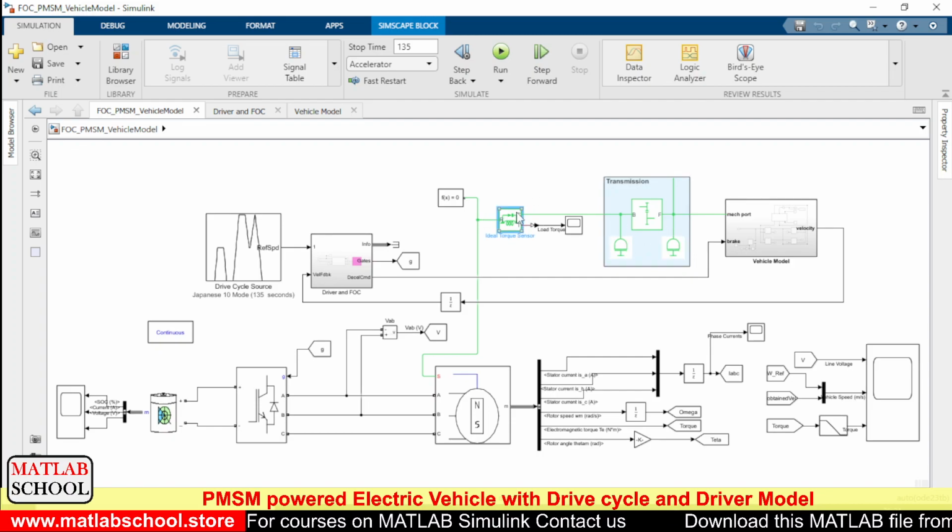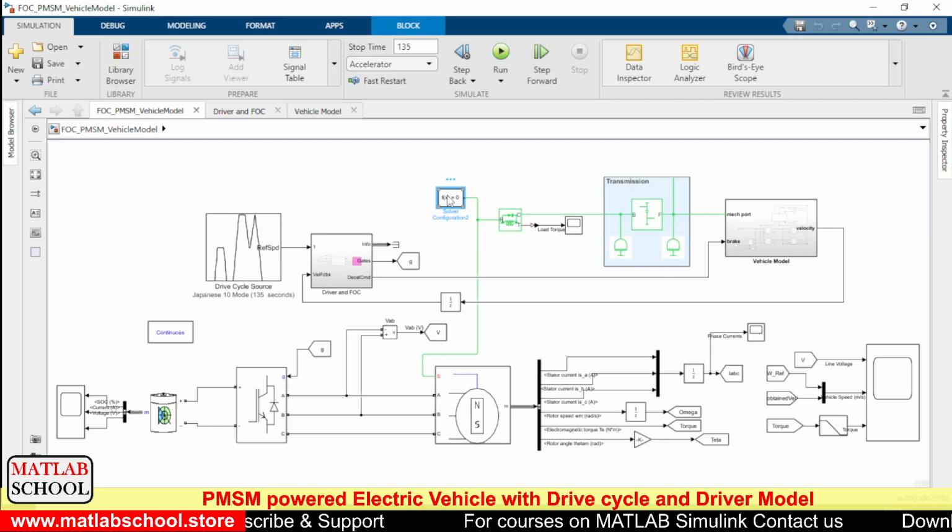The torque produced is the load torque. Actually, it's the load torque which is connected to the motor. So this load torque has to be measured. To measure the load torque, we have an ideal torque sensor. This torque sensor will measure the load torque.